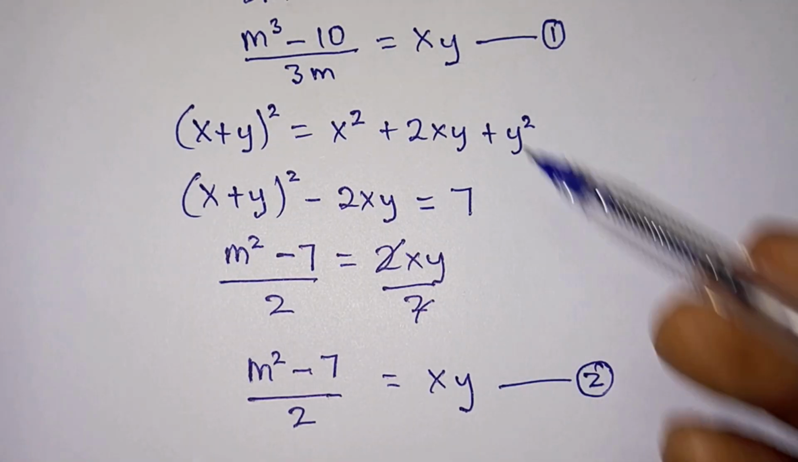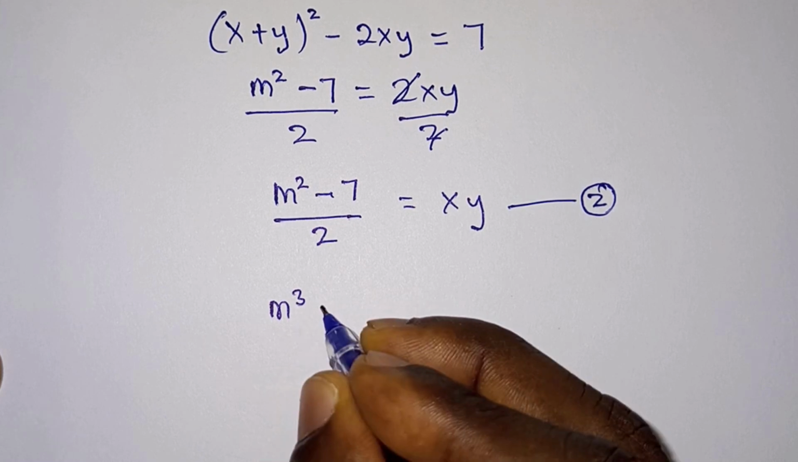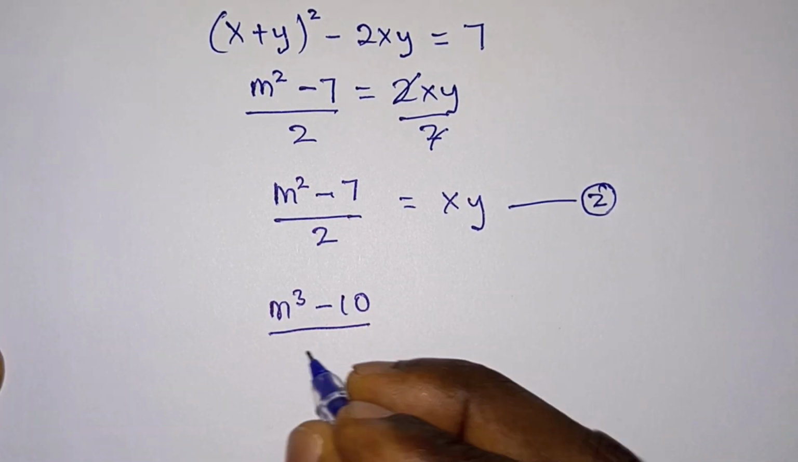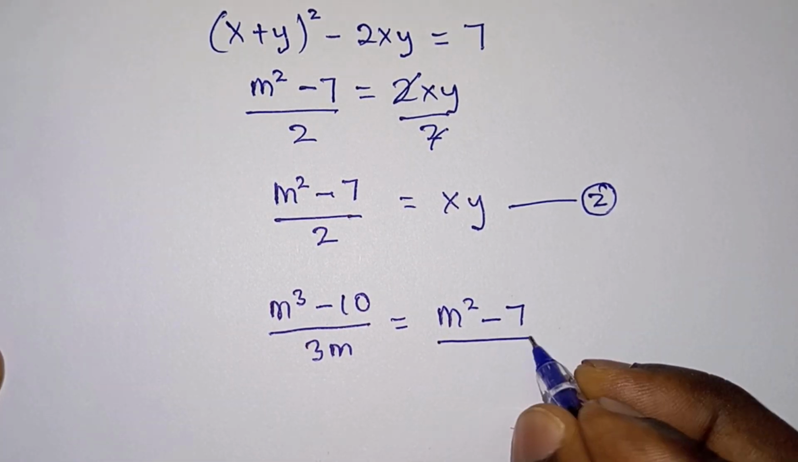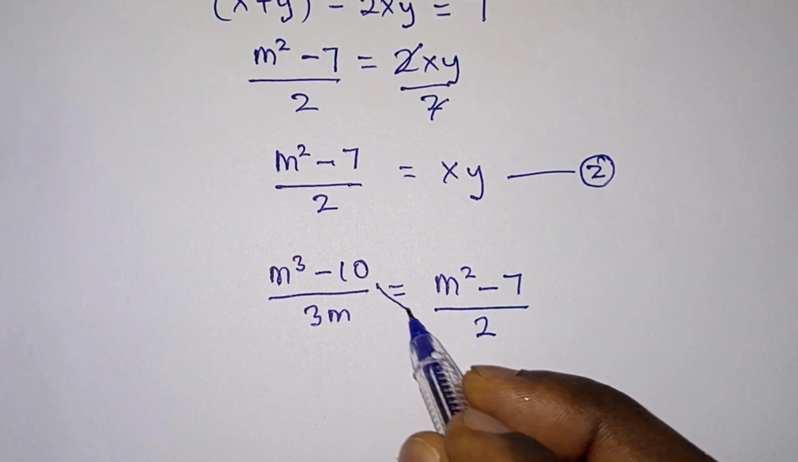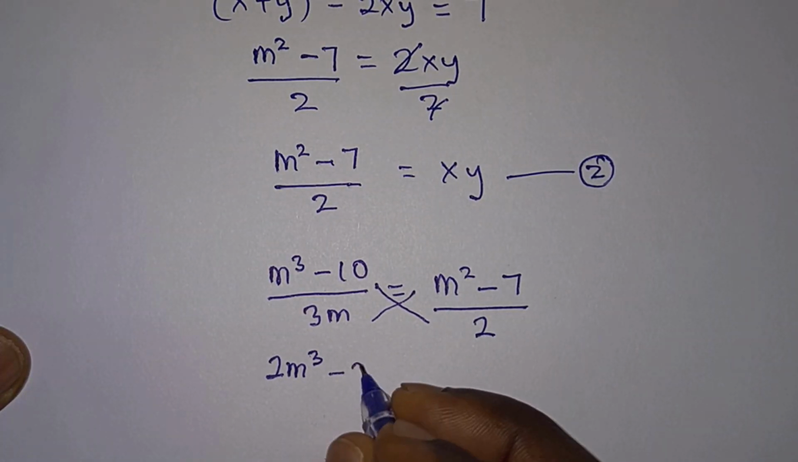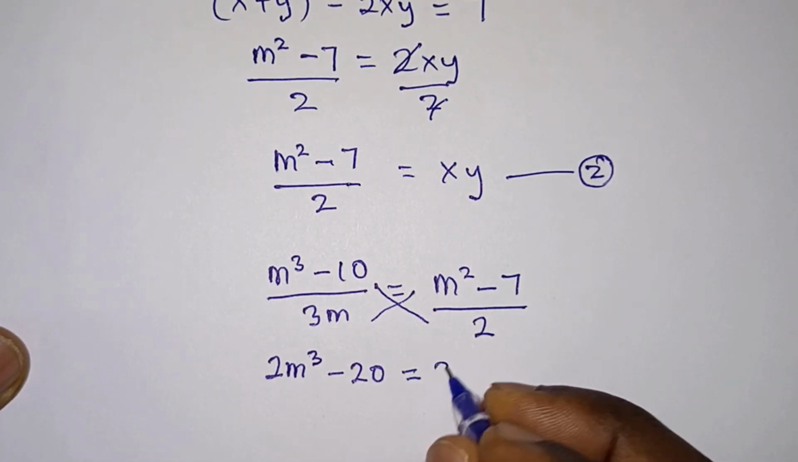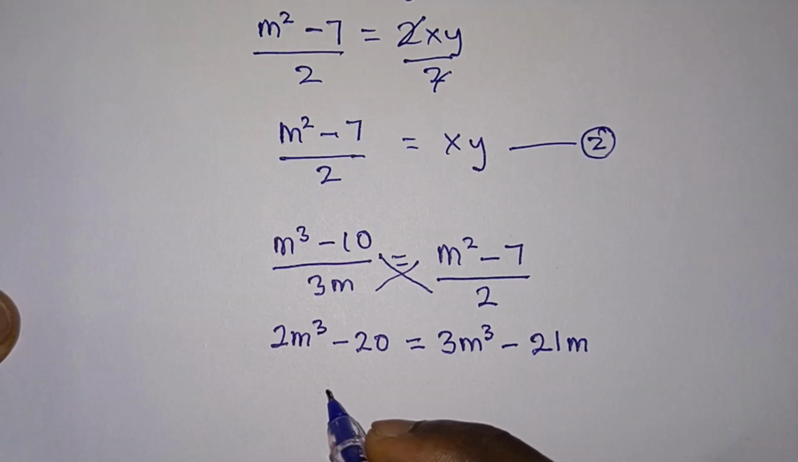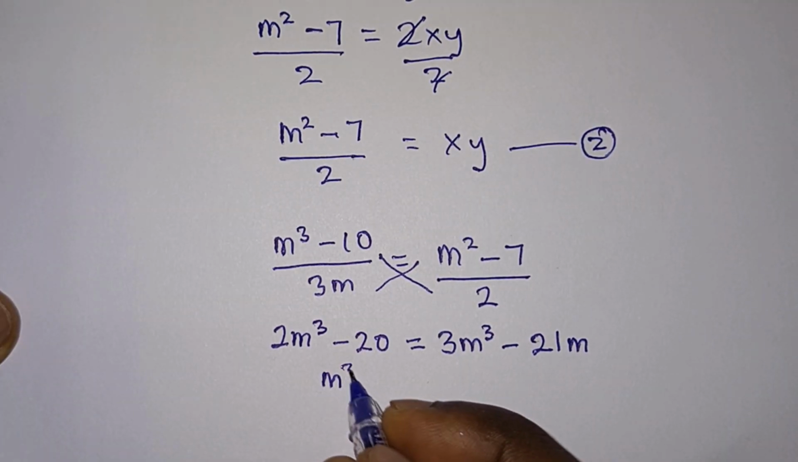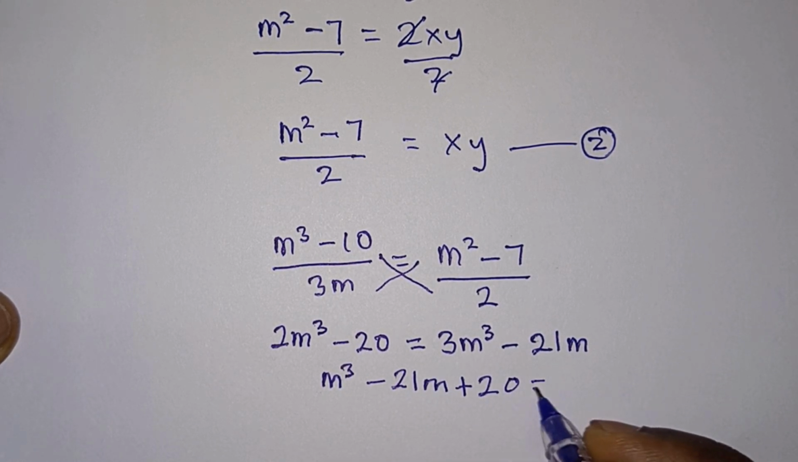Since the right-hand sides of equation 1 and 2 are the same, we can equate the two equations. So we're going to have (m to the third power minus 10) divided by 3m is equal to (m to the second power minus 7) divided by 2. Now let's cross multiply. So we're going to have 2m to the third power minus 20 is equal to 3m to the third power minus 21m. Now let's equate everything to 0. We're going to have m to the third power minus 21m plus 20 is equal to 0.